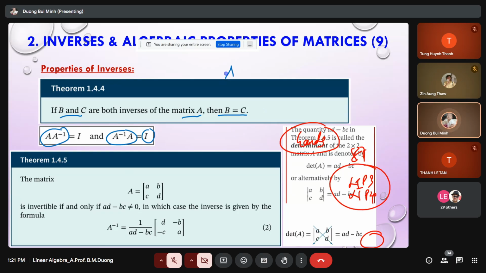And you should remember A must be a square matrix when we determine the inverse of A. It doesn't mean any square matrix will have its inverse matrix. No. But being a square matrix is the initial condition, the first condition to determine whether the inverse matrix exists or not.